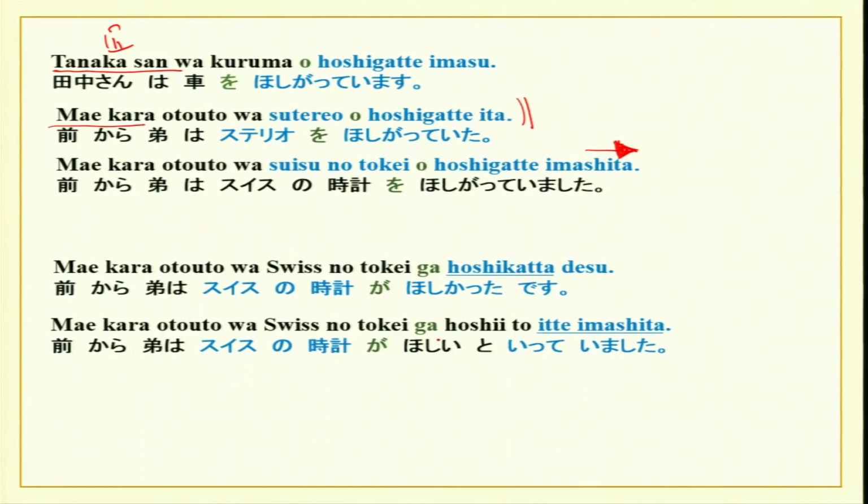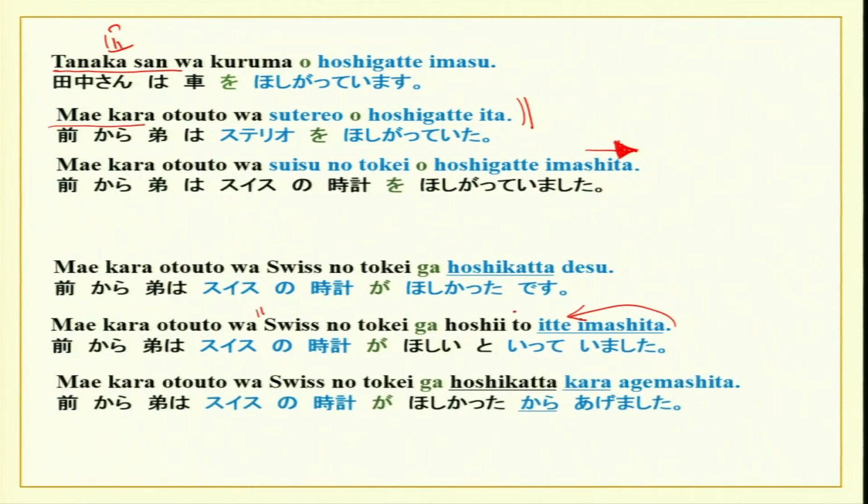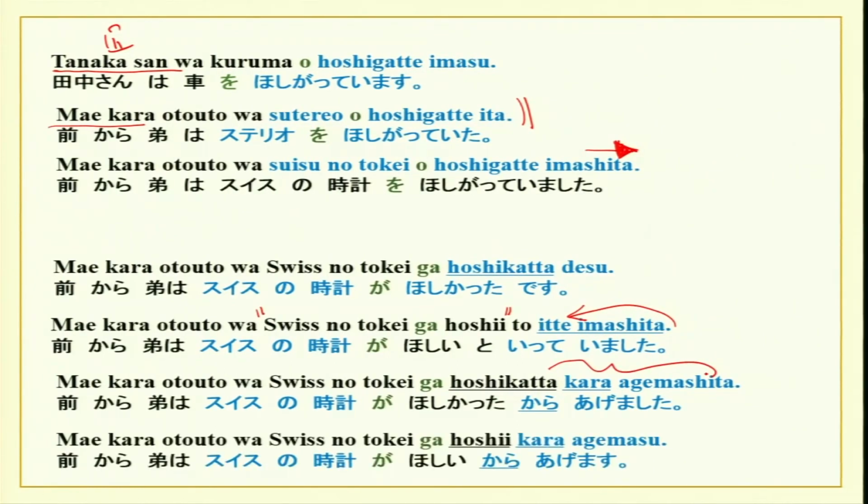前から弟はスイスの時計が欲しいと言っていました。He was saying that he wants a Swiss watch since long back. So, 前から弟はスイスの時計が欲しかったからあげました。So, he wanted it for a long time. He had told me some time back, or somehow I knew, and thus I have given it to him. And 前から弟はスイスの時計が欲しいからあげます。So, he hasn't given it as yet. Over here he is given the watch. He hasn't given the watch as yet. He is planning to give the watch to him.